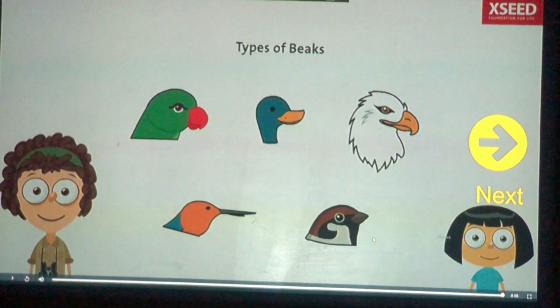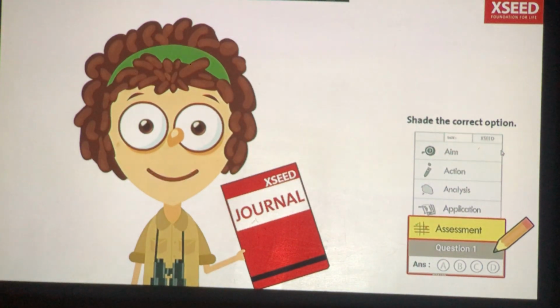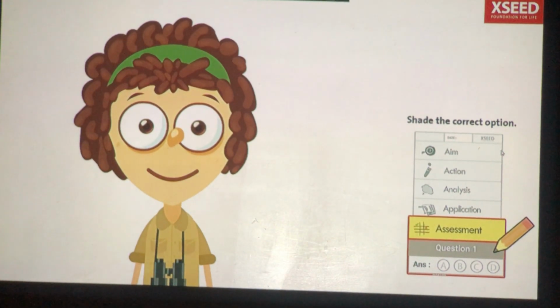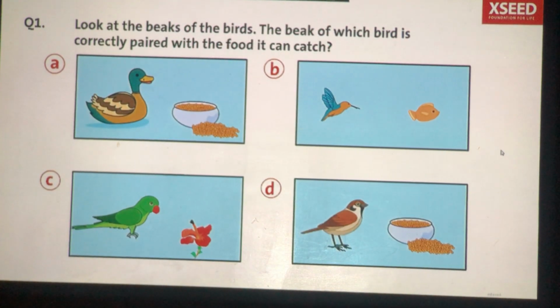Time for a quick quiz. Let's see if we remember what we learned in the class today. Shade the bubble for the correct answer in your journal. Look at the beaks of the birds. The beak of which bird is correctly paired with the food it can catch?